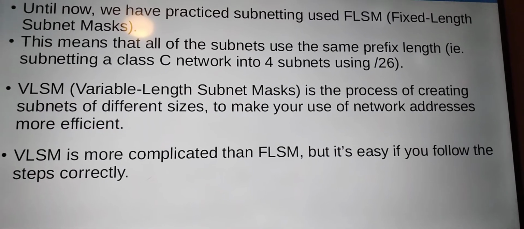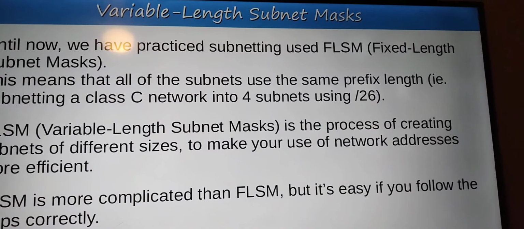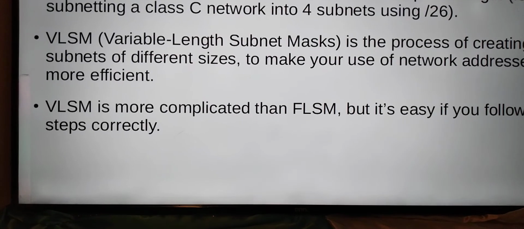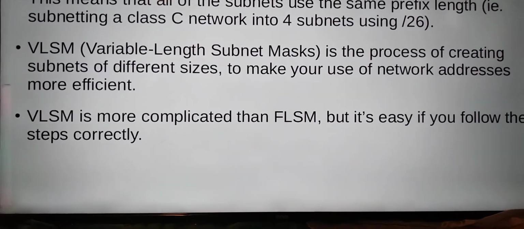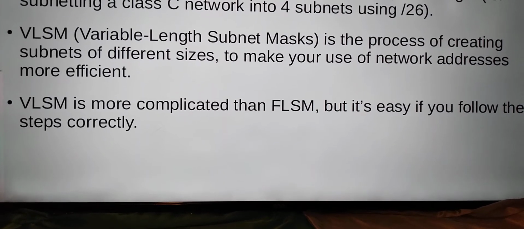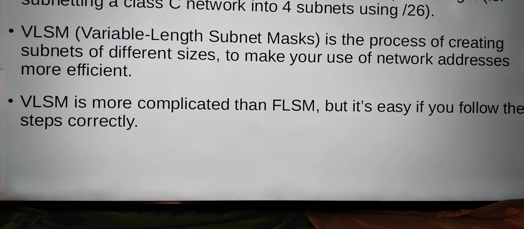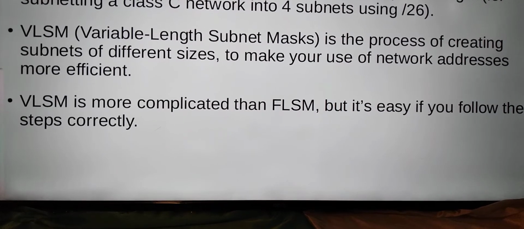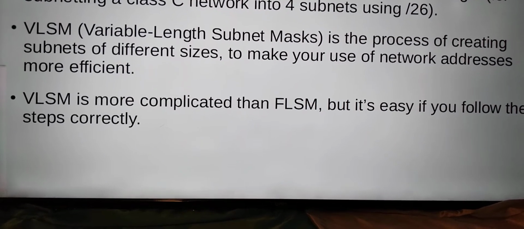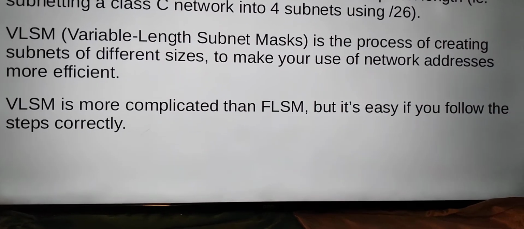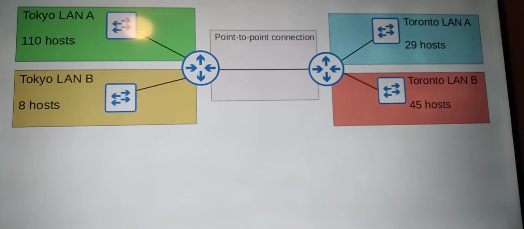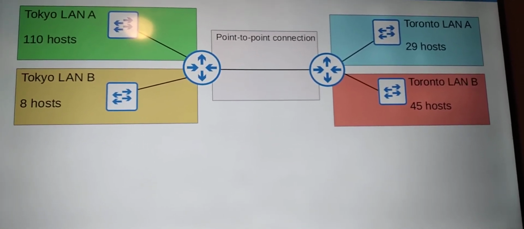So let's move on to VLSM. VLSM is variable length subnet mask, which is the process of creating subnets of different sizes to make your use of network addresses more efficient. VLSM is a bit more complicated than FLSM, but it's really easy if you follow the steps correctly. So here is an example that we will go over of VLSM.